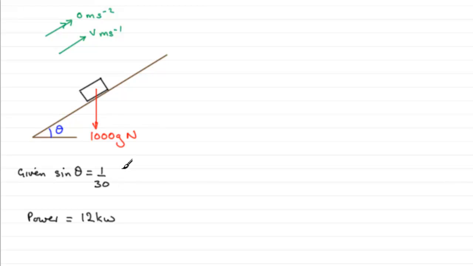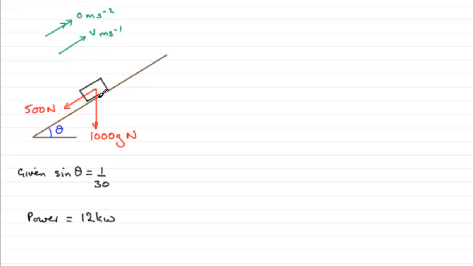And we're told that the engine of the car is working at a rate of 12 kilowatts. That's the power then. And we're also told that the resistance to motion from non-gravitational forces has a magnitude of 500 newtons. So if the car's moving up the slope, we're going to have a resistance to motion acting down the slope, 500 newtons, we're told. Now we've got to find out what V is.